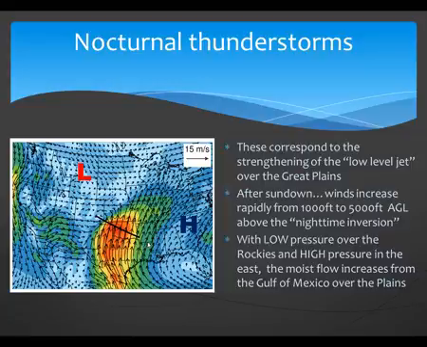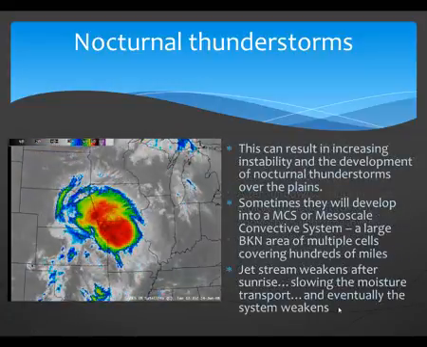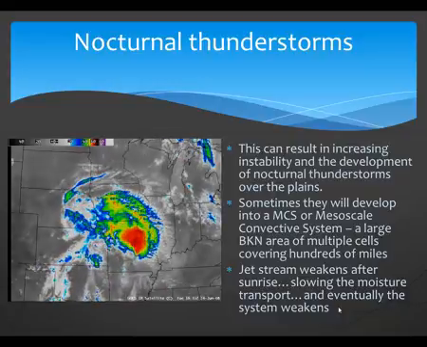After sundown, the winds increase rapidly from 1,000 to 5,000 feet above something we call the nighttime inversion. And when you have low pressure over the Rockies and high pressure to the east, this will increase the moist flow coming from the Gulf of Mexico over the plains. This can result in increasing instability and the development of nocturnal thunderstorms.